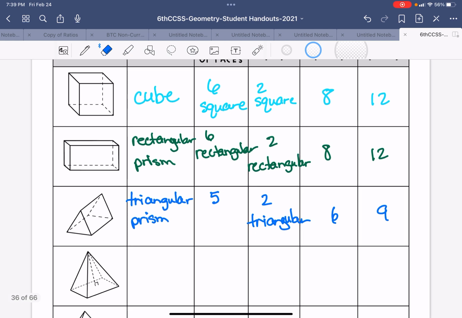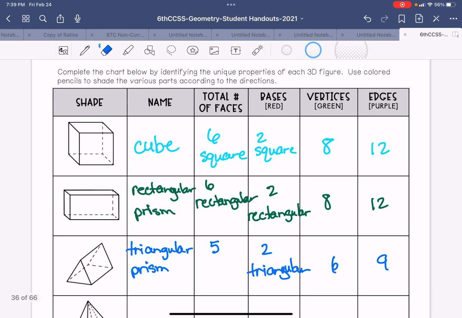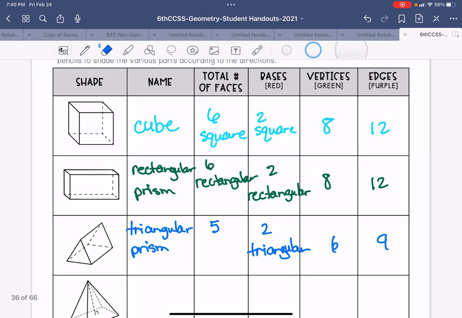So if you look at these, you want to make sure you understand that this cube actually has 6 sides. 2 of them are considered bases. So the faces are also bases, if that makes sense. So there aren't like 8 sides to this. It's not 6 plus 2. It's 6, and 2 of them are bases.